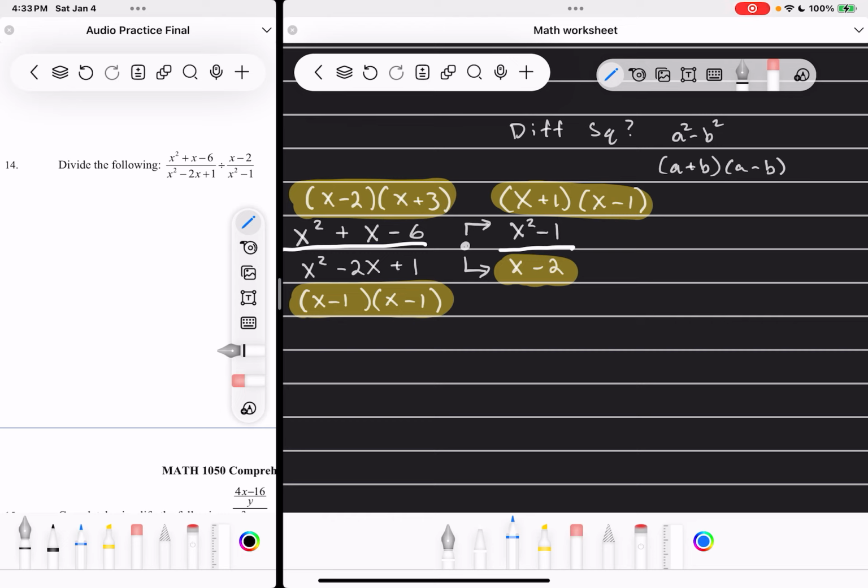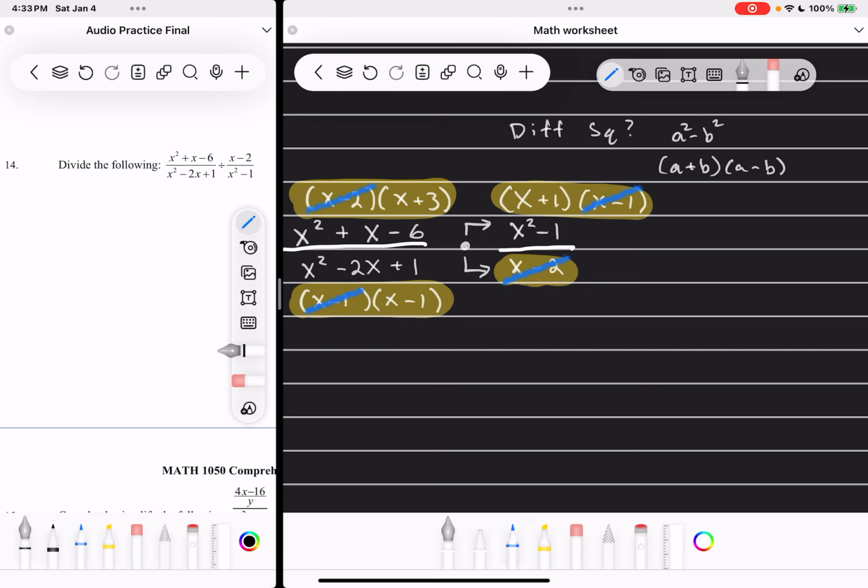Going from left to right, we have an x minus 2. Well, we have an x minus 2 in the bottom here, so these two cancel out. We next have an x plus 3. There is no x plus 3 in the denominator, so we stop there. The next is x plus 1. There is no x plus 1 in the denominator. And then we have x minus 1, which we do have in the denominator. So we will cancel our first and our first, and there they go.